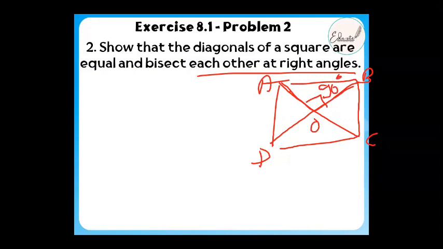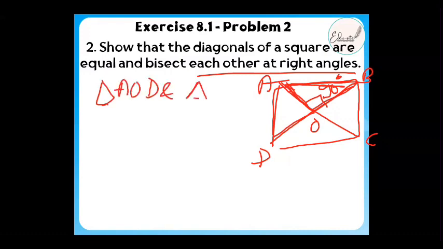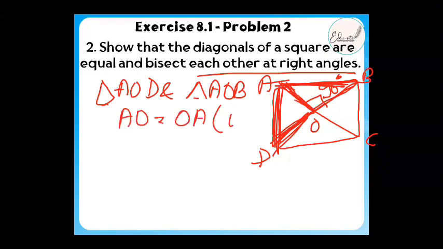Again, you have to prove the congruency in the triangles. We can just consider these two triangles, okay? We'll consider this triangle and this triangle. If we consider triangle AOD and triangle AOB, then how can we prove the congruency here? AB is equal to AD because it is a square, the first thing. The second thing we can prove here is AO is equal to AO. AO equals OA because it is common, correct?